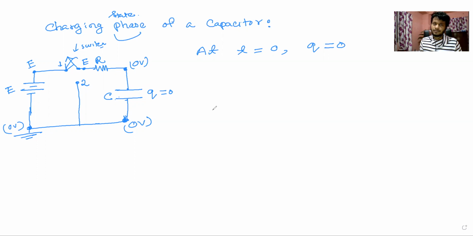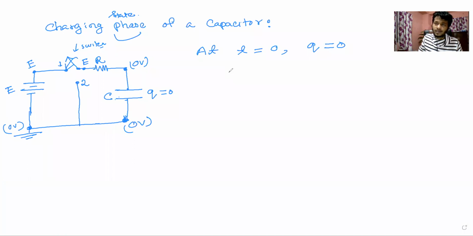Sir, E by R. E by R. Why? Another thing to note: if we have zero potential across any electric element, then that element could be replaced by a short circuit, isn't it? Because we know that a short circuit has practically zero resistance, right? So of course we could replace this capacitor with a short circuit equivalent at time t equals 0.